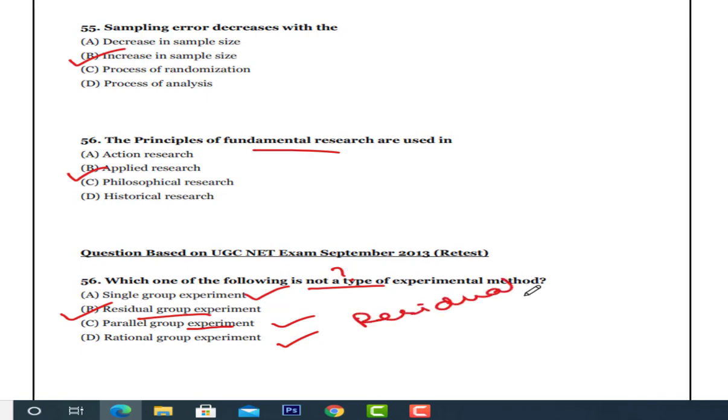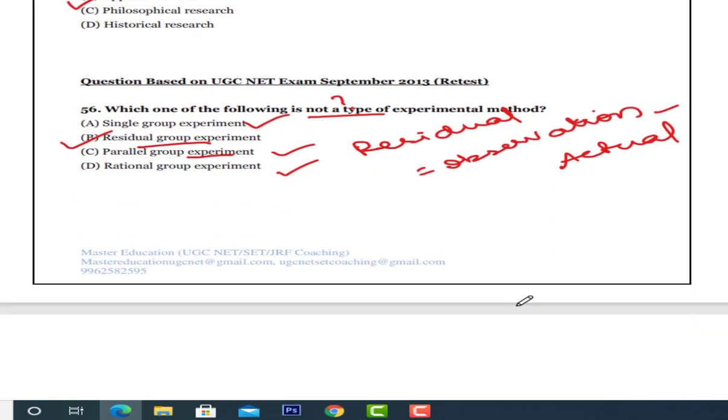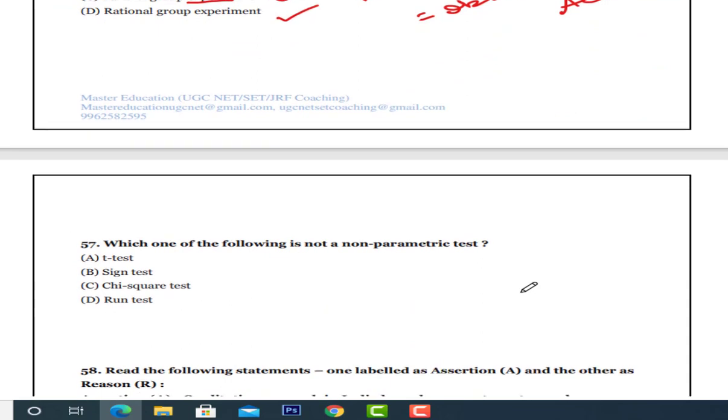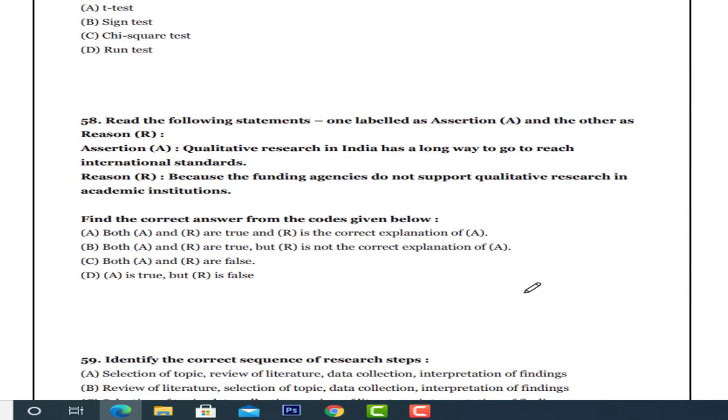Why? Residual means observation minus actual. So this is called a residual error, and it does not come under the experimental method. For example, the actual cost is 30, but my observation is 50. So this is called residual error, and it is not a type of experimental method.